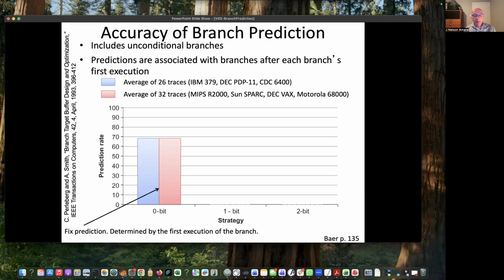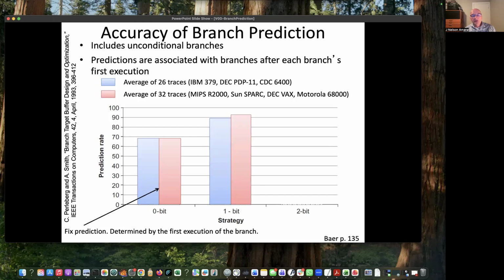This is a fixed prediction, so what we do here is the first time that the branch is executed, we check its direction, and then every time after that, we predict the branch with the same direction. So we can store, for example, in the instruction cache, what was the direction the first time the branch was executed, and use that information. We don't need to have any bits stored specific to the branch.